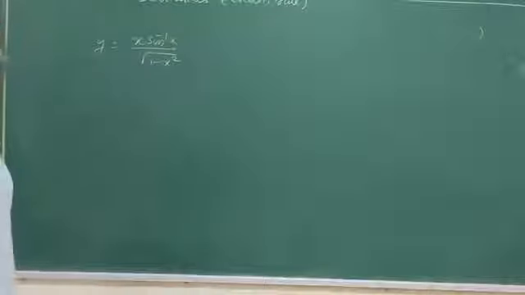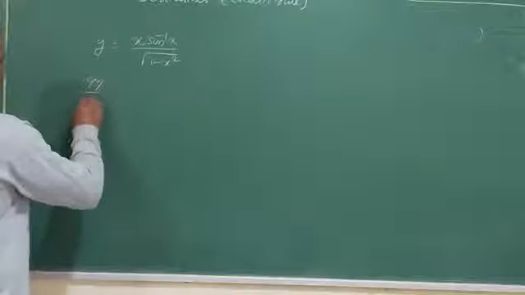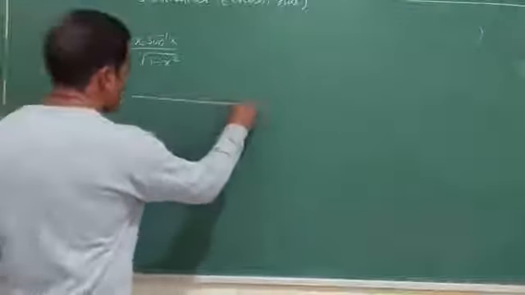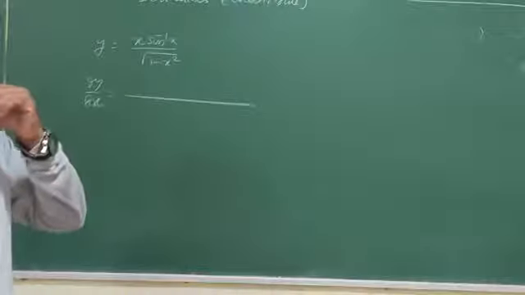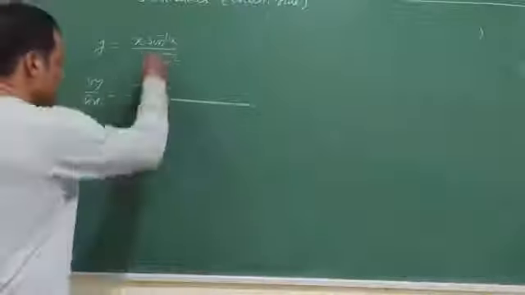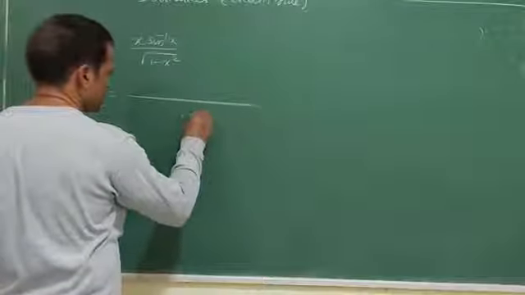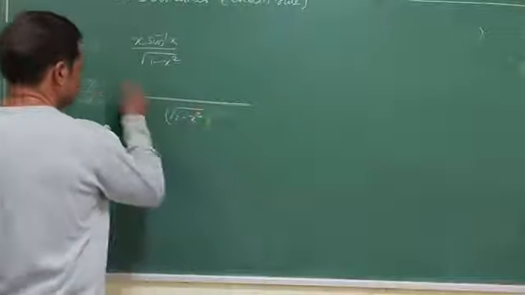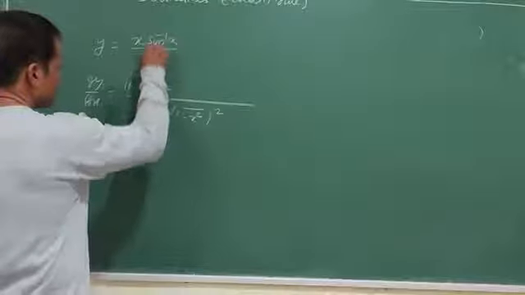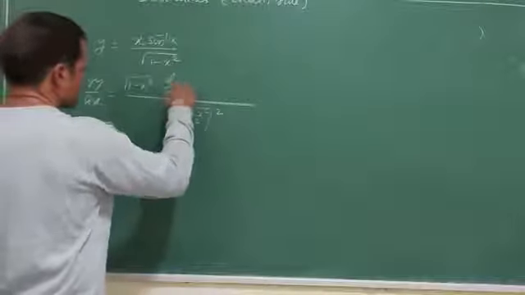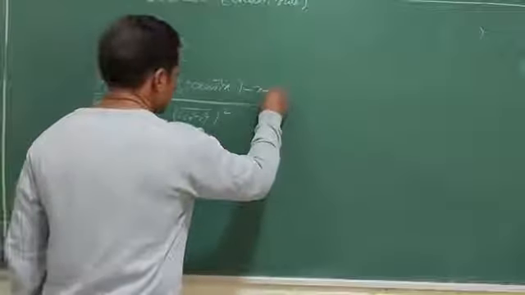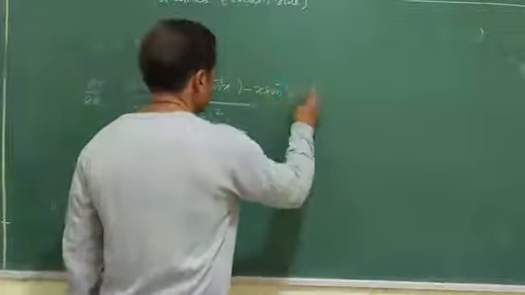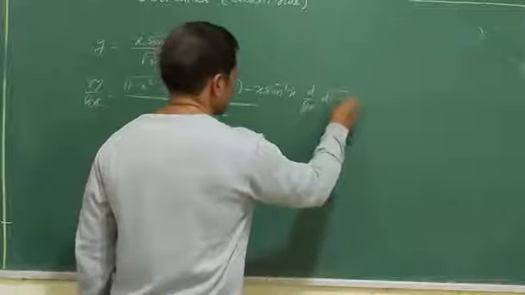y is equal to x sin inverse x by under root 1 minus x square. dy by dx. Apply quotient rule. The same question we will solve later on. We will cross multiply and we will solve. The method will be easy. I can apply quotient rule here. Under root 1 minus x square whole square. 1 minus x square into dy by dx of x sin inverse x minus x sin inverse x into dy by dx of under root 1 minus x square.